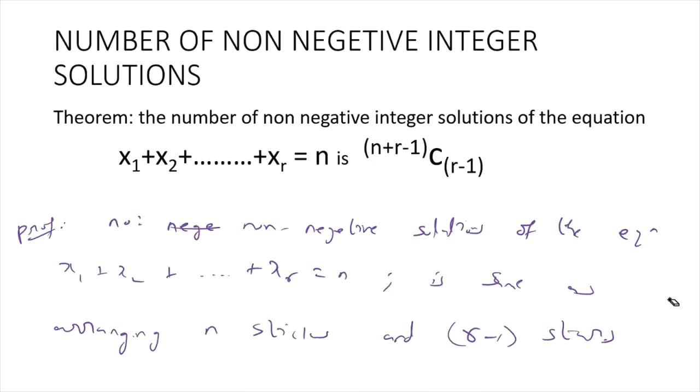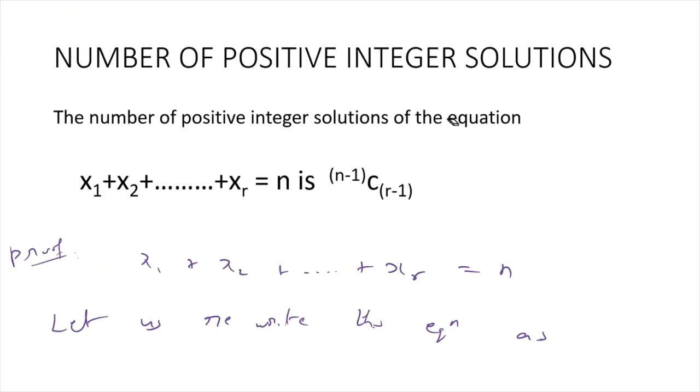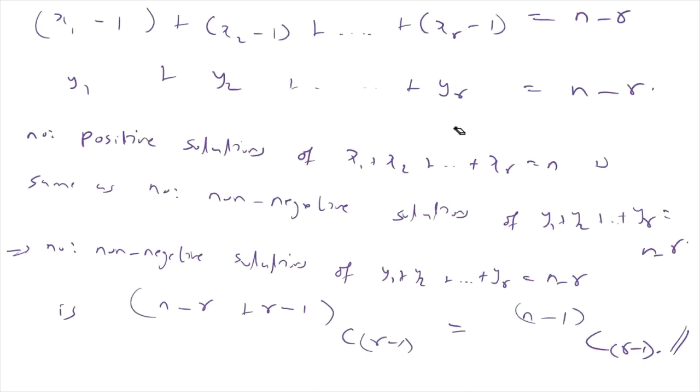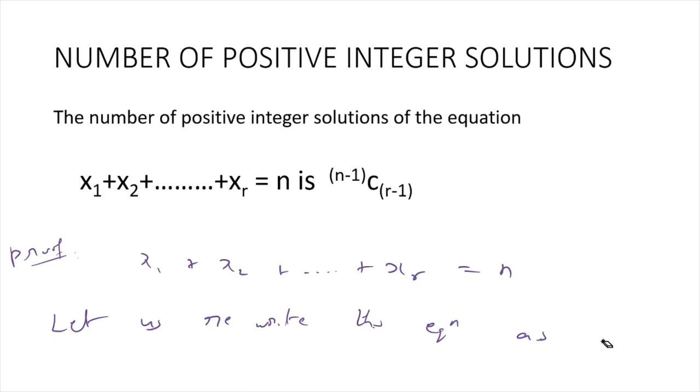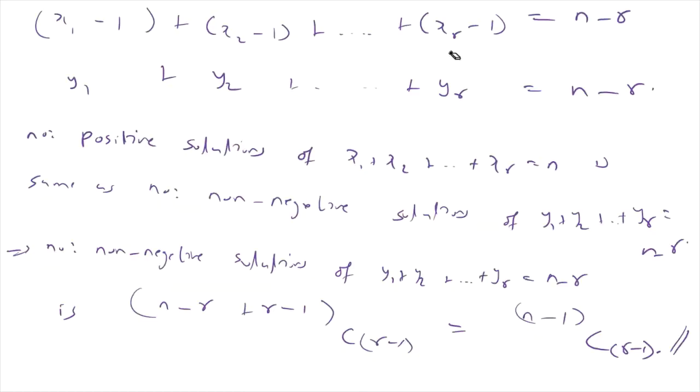The first result is the number of non-negative integer solutions of the equation x1 plus x2 plus so on up to xr equals n. The answer for this one is n plus r minus 1, choose r minus 1. Instead of non-negative, if I impose positive solutions, then the number of positive solutions is going to be n minus 1, choose r minus 1. So we are just manipulating the previous result. We are writing this equation in this way.